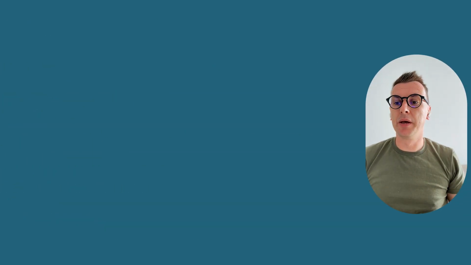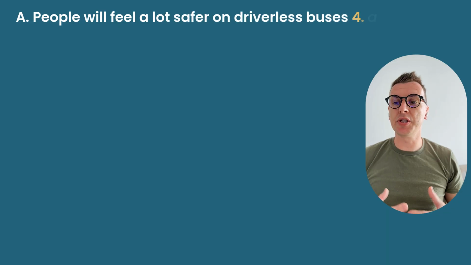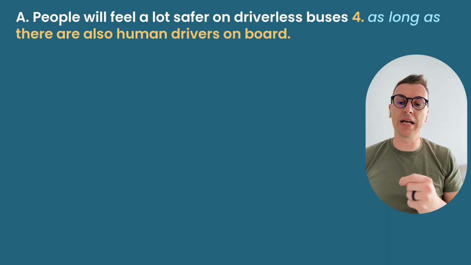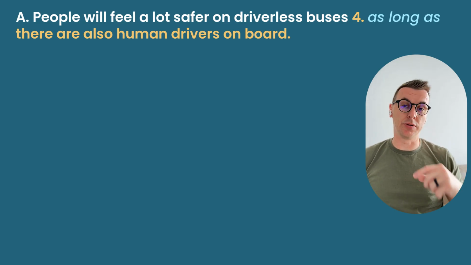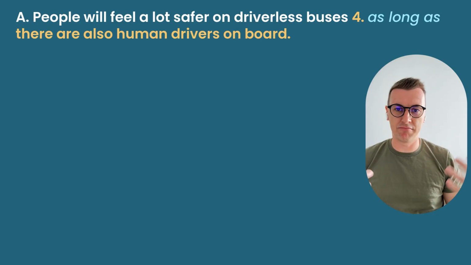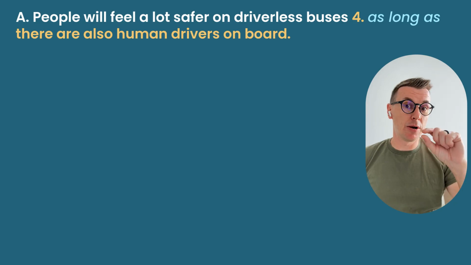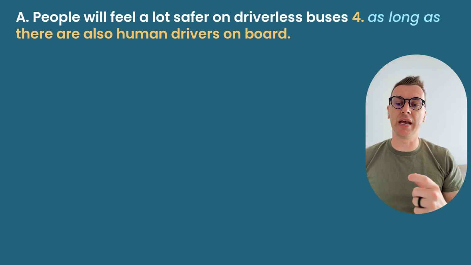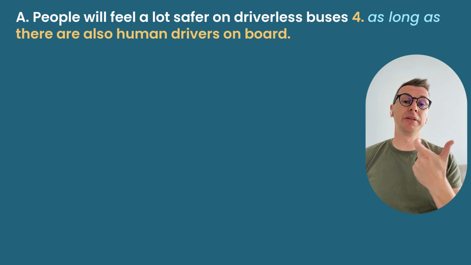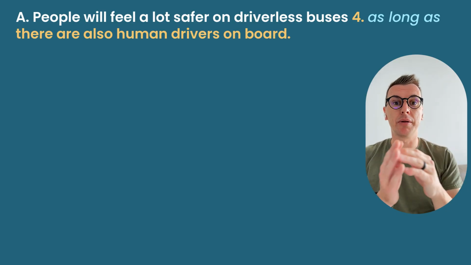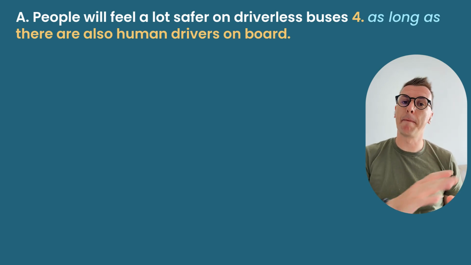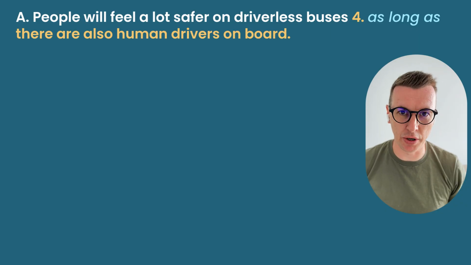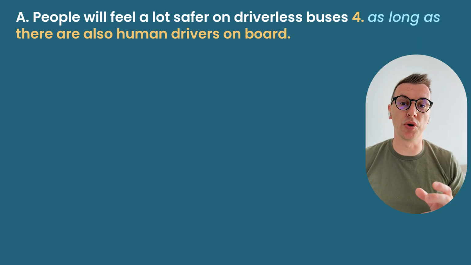Let's start from the top. People will feel a lot safer on driverless buses. Number 4, as long as there are also human drivers on board. Okay? So here you notice that instead of if, we use as long as. So technically you could replace it with if, and it wouldn't change much, but we're being a little more specific here. So if we say as long as, we're talking not only about the condition now, but we're talking about a period of time. So once the human drivers are not on those autopiloted buses, boom, people will not feel safe any longer. Yes? We'll practice these words more later.